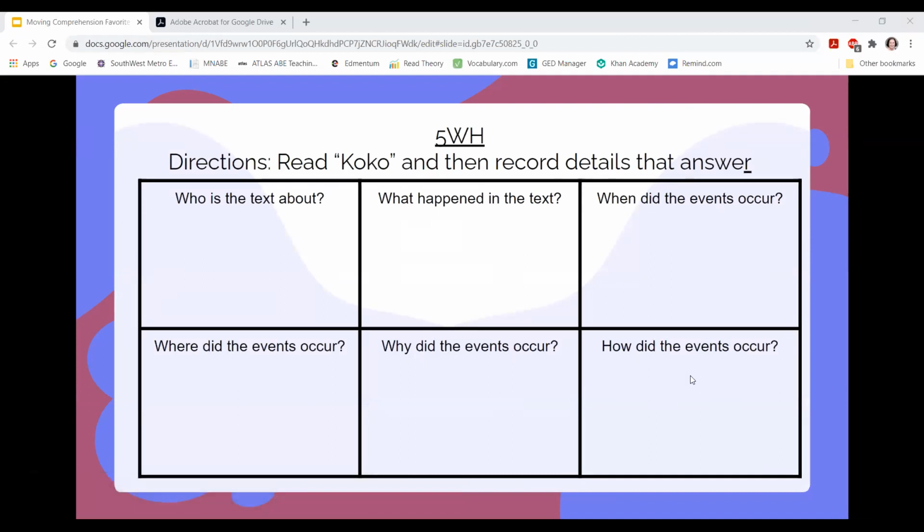If you're working with a lower level group, I would suggest picking just one or two of those boxes and maybe focusing on just who or what on a given day. And then on a different day, maybe you focus on the when and the where questions.